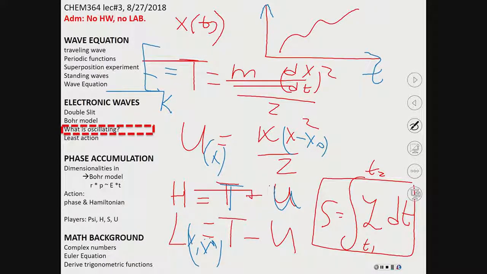Do not develop internal protest. It will never be part of any exam. It's on the ground. So this S function developed as integral of Lagrangian is known as action.